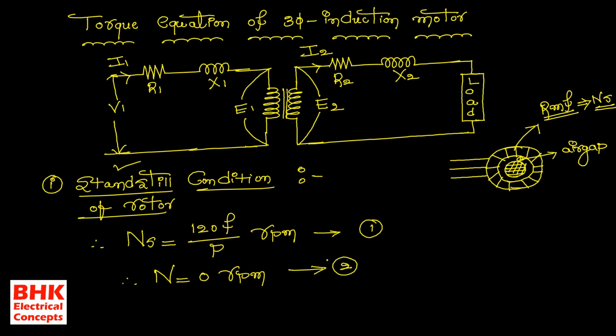Now if you know the value of the synchronous speed of a rotating magnetic field, and if you know the speed of the rotor, that under standstill condition is 0, then we can go for the concept of slip. So what is slip, and how can we define it? Slip is the most important concept, and without it we cannot get the torque equation under running condition. That is why slip is always represented with S.